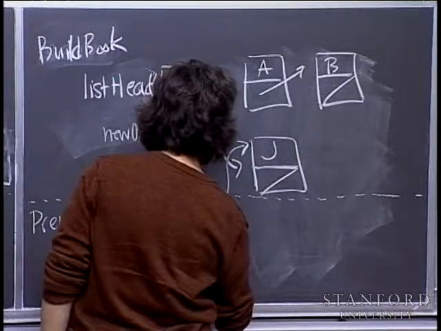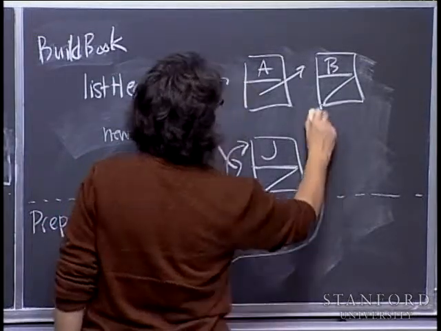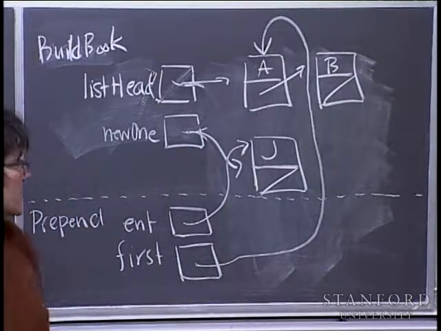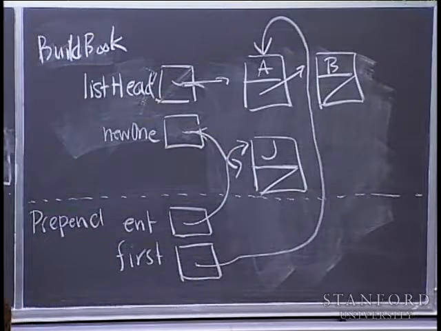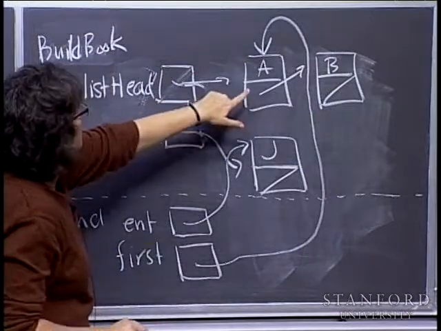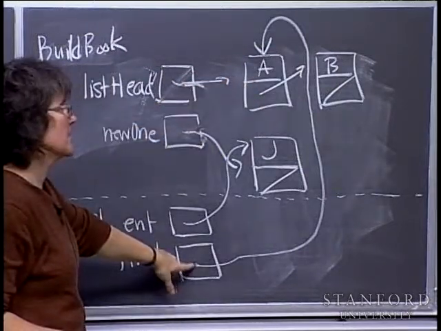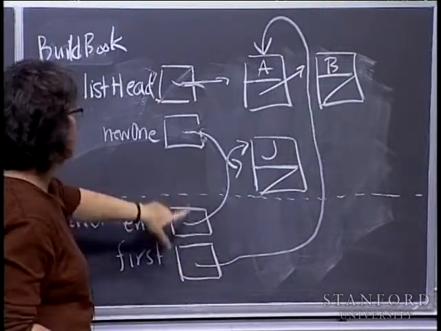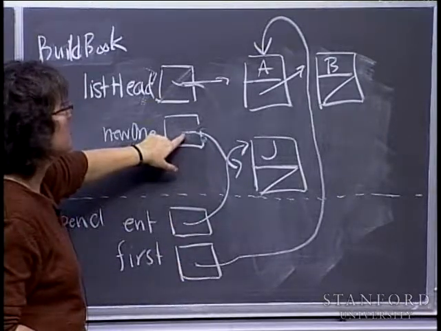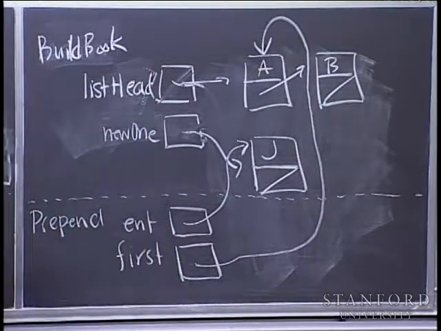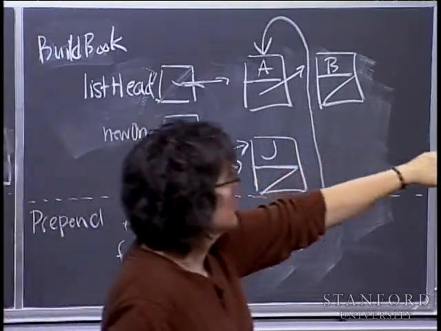Okay. I want to do this in such a way that you can follow what's going on. So let's see if I can get this to work out. So it's pointing up there to first. Okay. So I've got two pointers to the cell A, one that came off the original list head, one that came here from the copy in first, and then I've got two pointers to this J, one that came through the variable new one in the build address book frame, and then one that was ent in the prepend frame. And now I'm going to trace through the code of prepend.